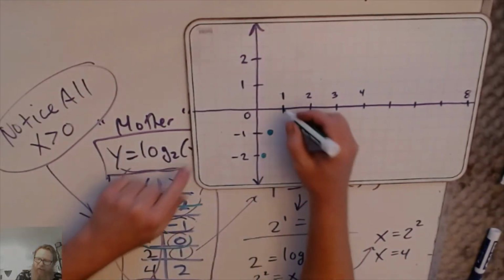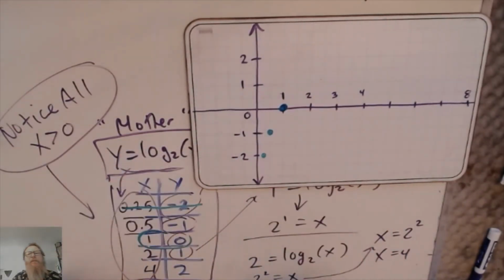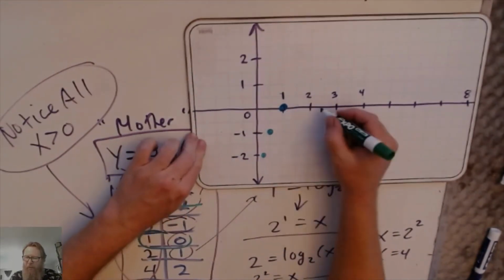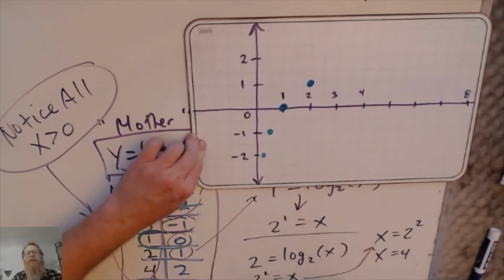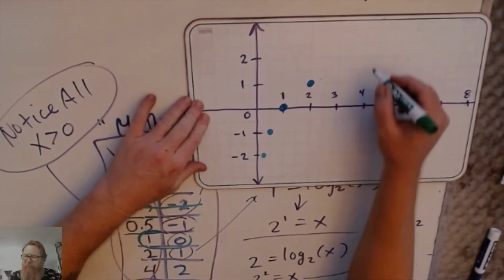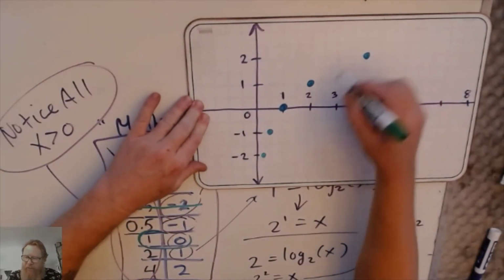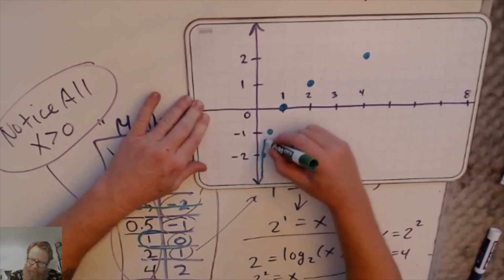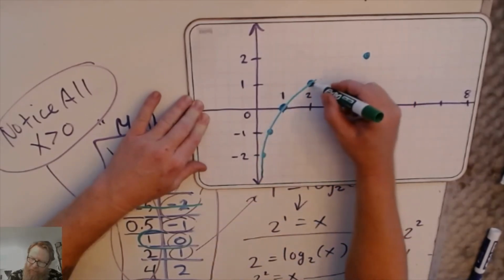1, 0, that's the x-intercept, 1, 0. 2, 1, so go over 2 and up 1. And 4, 2, go over 4 and up 2. And that would be my graph.